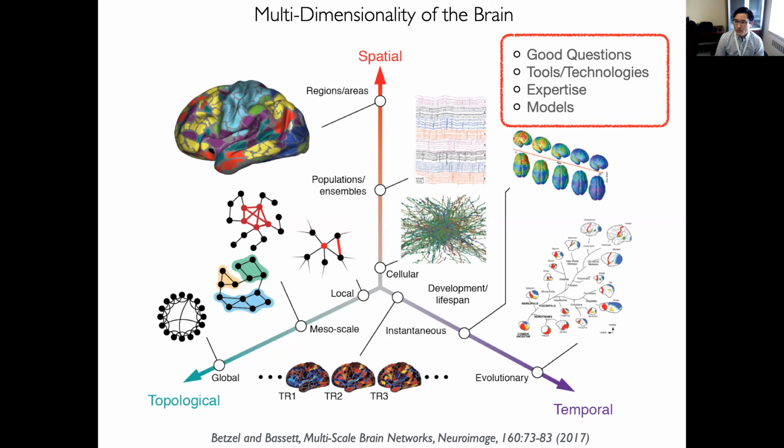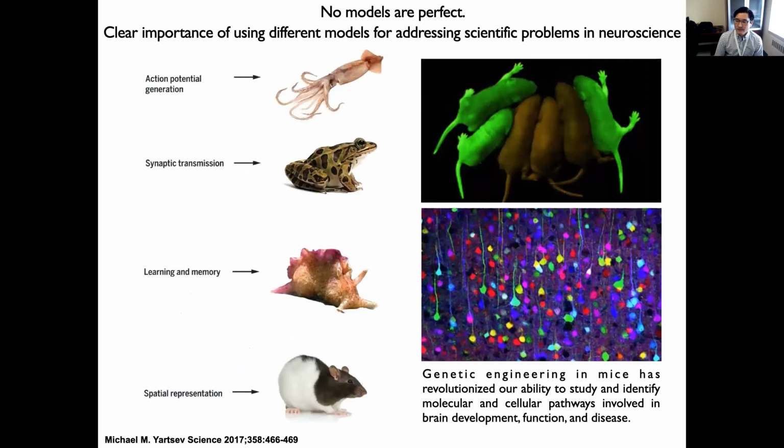But in order to answer these questions, we need a variety of different tools and technologies, and expertise in these different domains. At the same time, we need adequate models that allow us to test the questions and hypotheses and come up with very interpretable results. And as we all know, no models of the brain and the central nervous system are perfect. Over many decades, we've learned that there are different models that are really good at addressing certain scientific problems in our field.